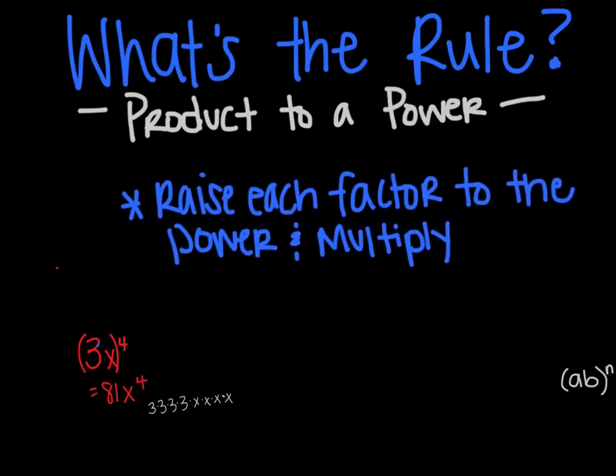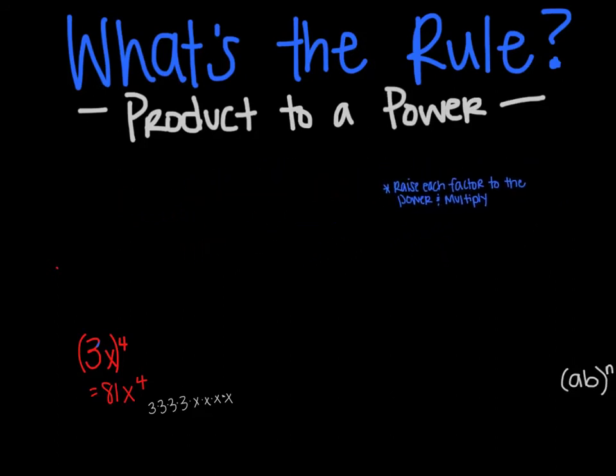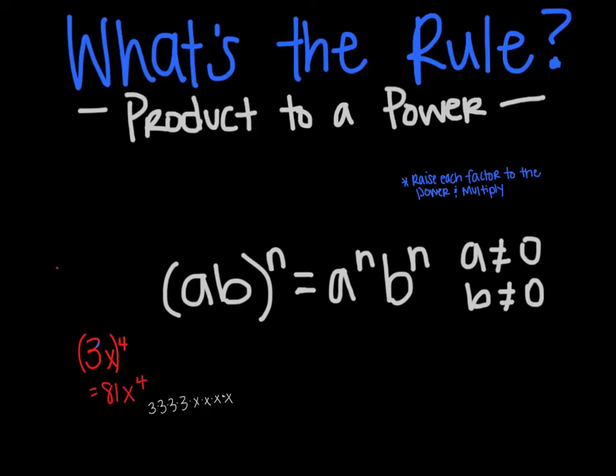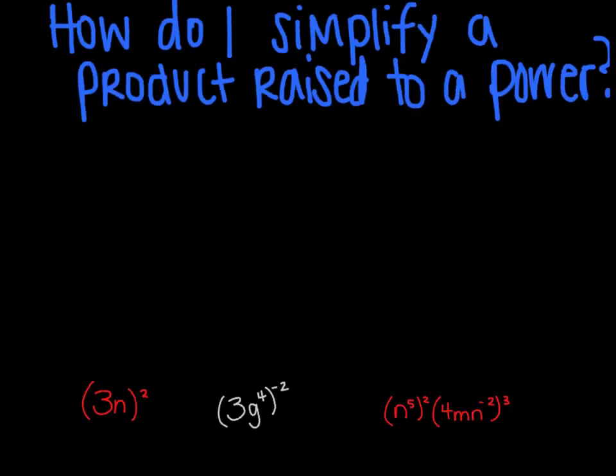In other words, you raise each factor to the power and multiply. So each piece of that one, there's parentheses and then an exponent, a product to a power. Here's the algebraic method for it. When you have a times another number and then raised to the n power, you're going to take that exponent and apply it to the a and apply it to the b, and then of course obviously a and b cannot be 0.